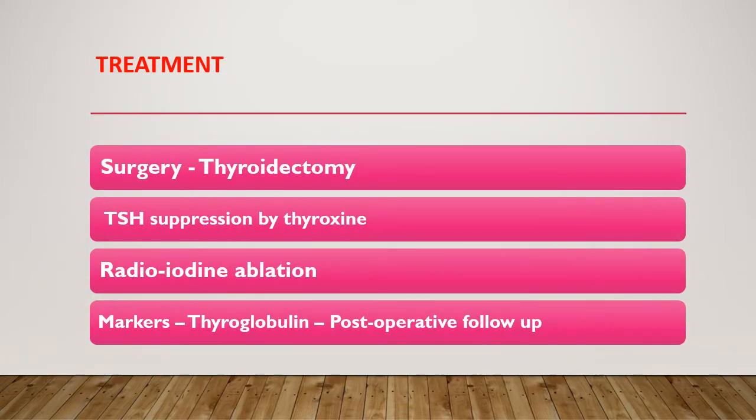The treatment of thyroid cancers is basically surgical, and this involves thyroidectomy, which can be either total thyroidectomy, subtotal thyroidectomy, or total lobectomy. The second aspect of treatment is the TSH suppression by thyroxine. This is especially used for post-thyroidectomy patients. And the third one that is commonly used and is becoming increasingly used is radioiodine ablation of the thyroid, and this is mainly used for recurrence of thyroid cancers.